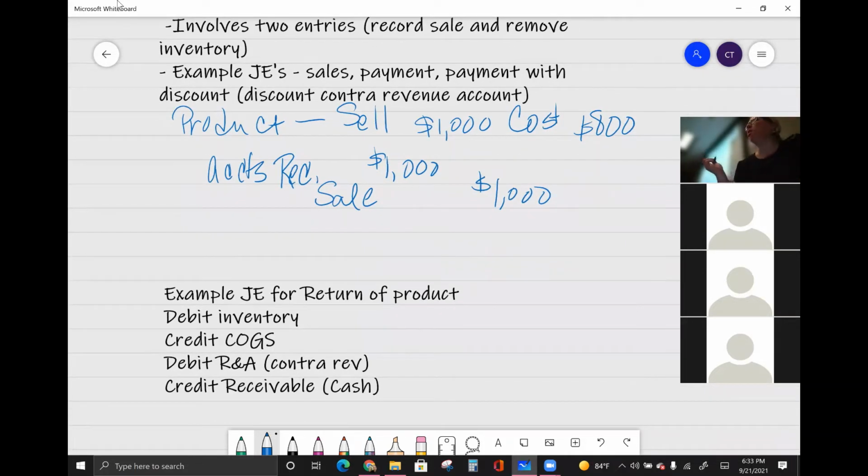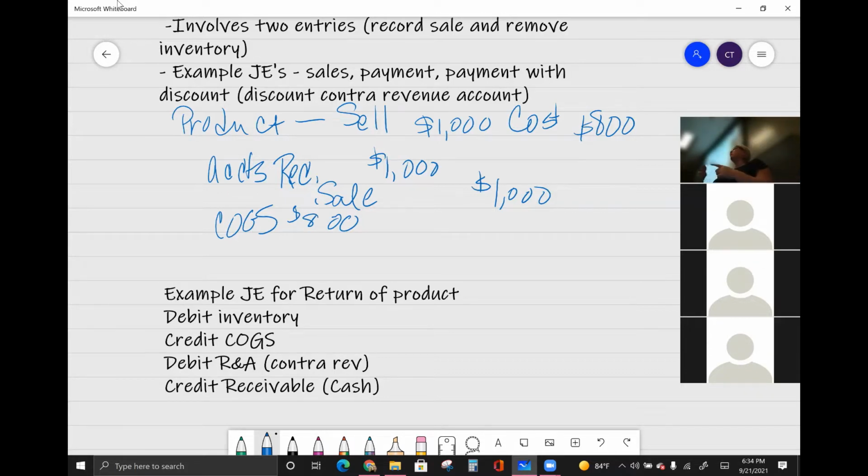The second part is the cost. So remember, I have inventory and I have cost. And in order to show on my financial statement, my income statement, a reduction in that sale price, I have to put that cost in. So if my sale is a credit and I want to offset that, I have to have a debit to my cost. So I'm gonna debit my cost of goods sold account for the $800. Okay, I'm recording the cost.